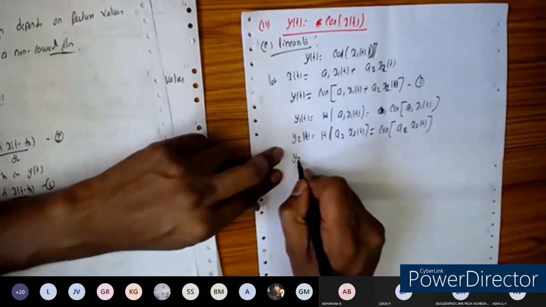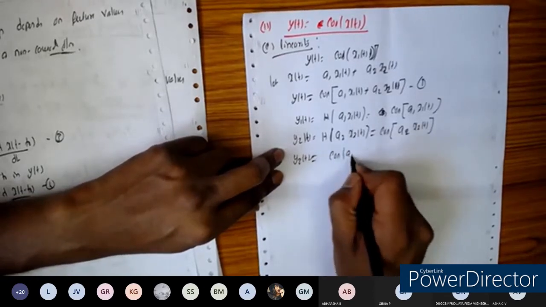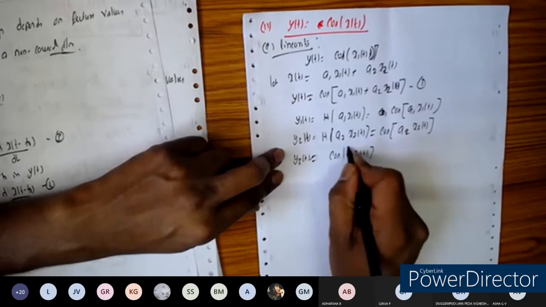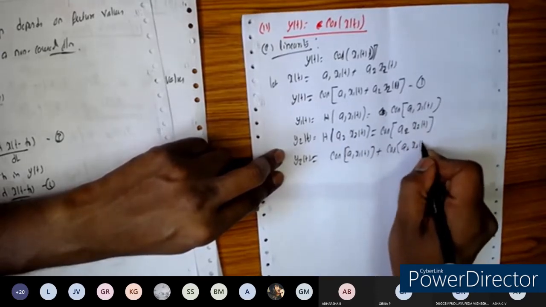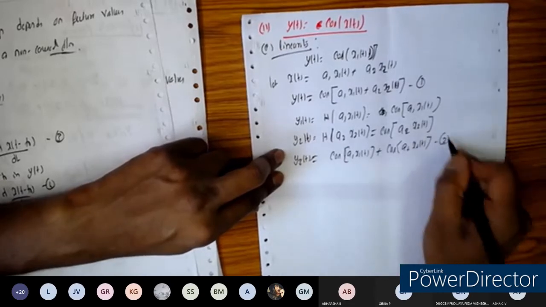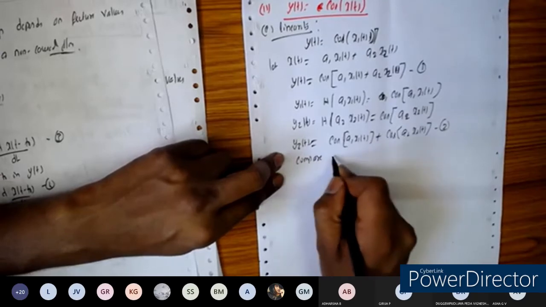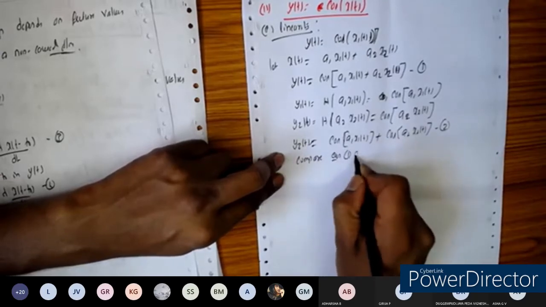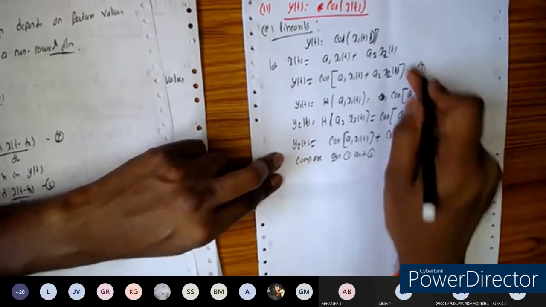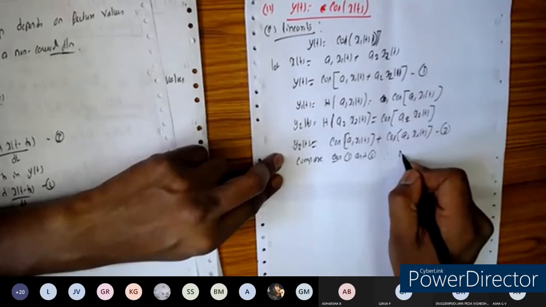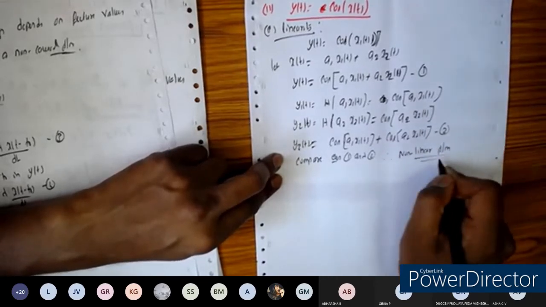Let us add these two. So y3 of t is equal to cos of a1 into x1 of t plus cos of a2 into x2 of t. Call this equation number 2. Comparing equation 1 and 2, we can say it is a non-linear system because these two are not equal. The given system is a non-linear system.